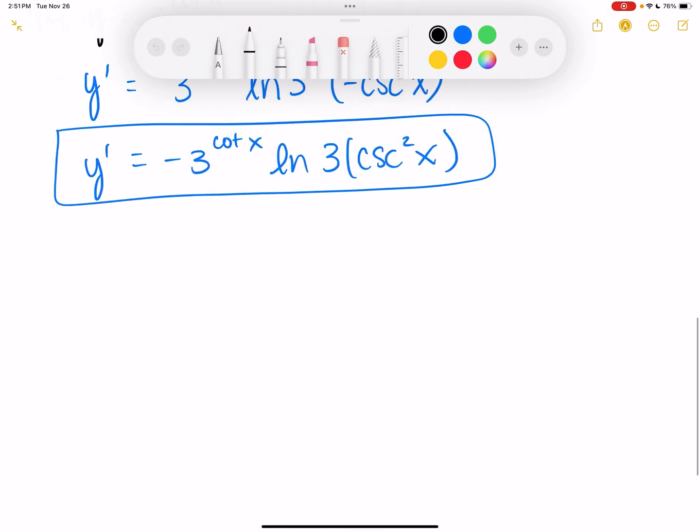All right, so 16, more exponent derivatives, these are log derivatives now. So y equals the ln of x, and that whole thing squared. So the derivative of... where are these? I have them written somewhere. There it is. So the derivative of the ln of x is 1 over x.